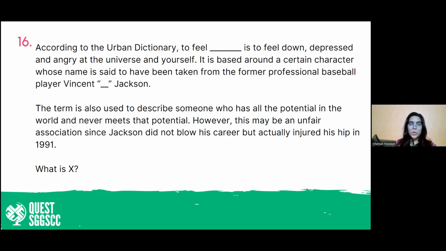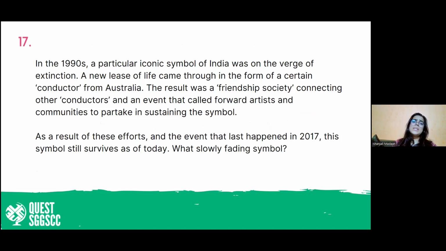Moving ahead to the 17th question. In the 1990s, a particular iconic symbol of India was on the verge of extinction. A new lease of life came through in the form of a certain conductor from Australia. The result was a friendship society connecting other conductors and an event that called forward artists and communities to partake in sustaining the symbol. As a result of these efforts and the event that last happened in 2017, this symbol still survives as of today. What slowly fading symbol are we talking about here?